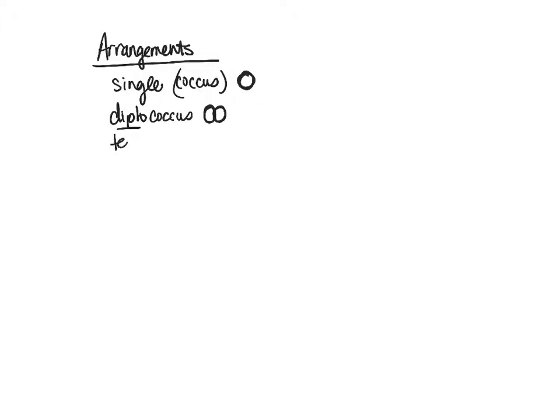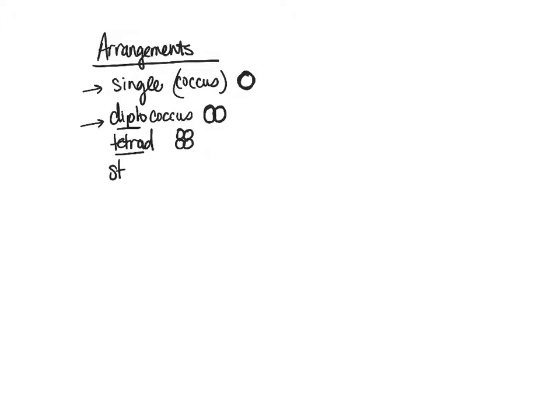Then we have tetrad. So our tetra is four. So we end up having them in clumps of four, which is a new one to us. We did talk about just a single coccus. We already spoke about diplococcus. So tetrad, tetra meaning four, so four in a square. Then we already spoke about also, we have streptococcus and staphylococcus.